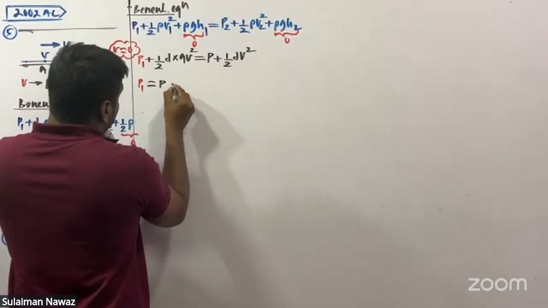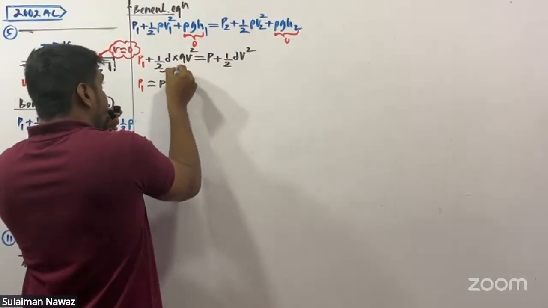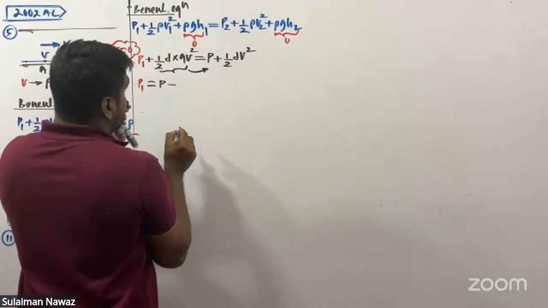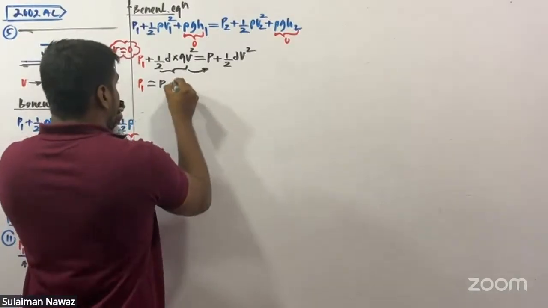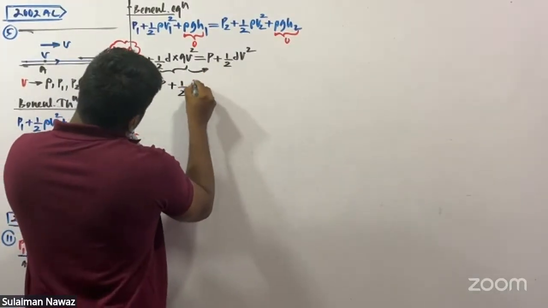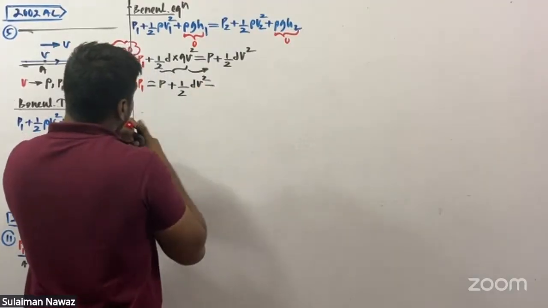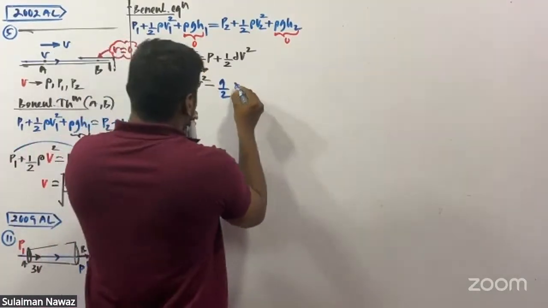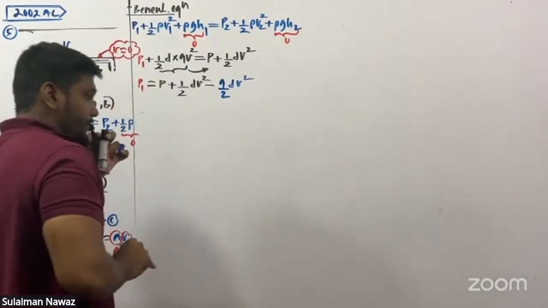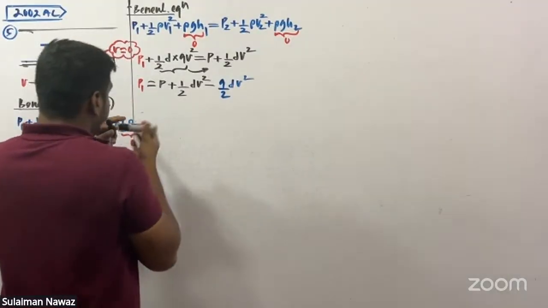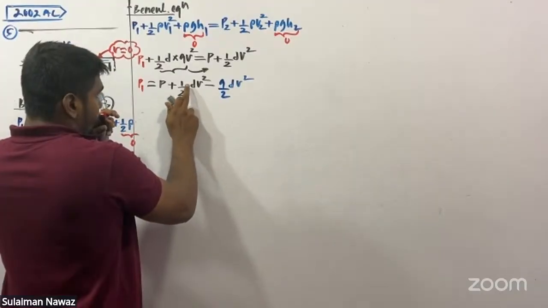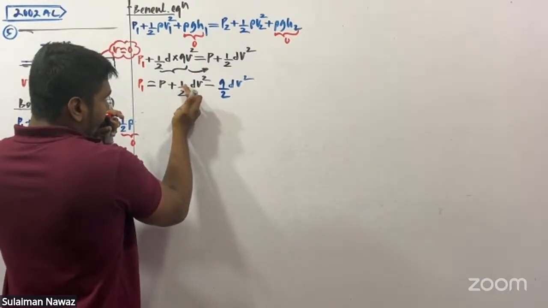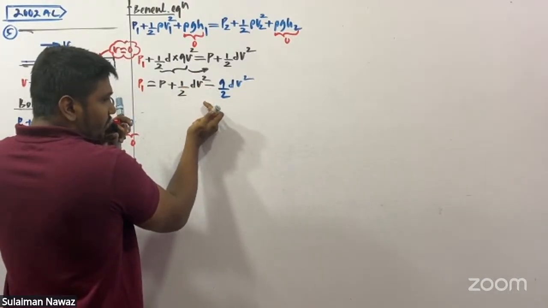Capital P. I want to move this half 9 v1 square term to the right. Then minus. P1 is P plus half d v squared minus 9 over 2 d v square. Now very simple. If you take half d v square as your common factor out and simplify this, you will end up with 1 minus 9, which means minus 8. Minus 8 over 2 means minus 4.